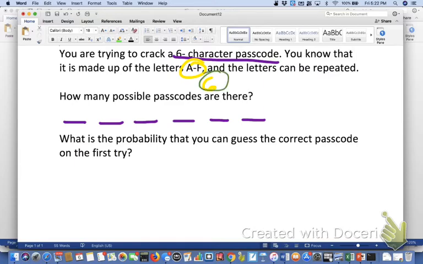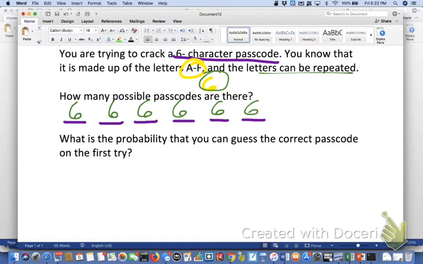Okay, so we've got the 6 different letters for the passcode. There are 6 different possible letters that could go into the blank because they can be repeated. So that means for the first character, I've got 6 options. For the second, I've got 6. The third, I've got 6, etc., etc. Because every single time a character in the passcode could be one of those 6 letters.